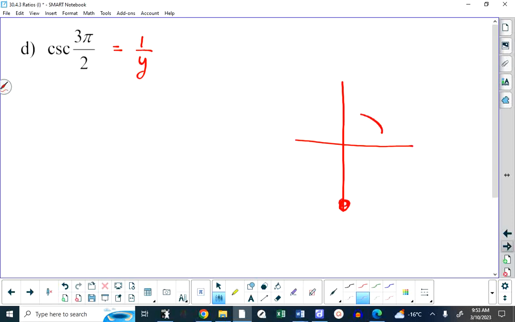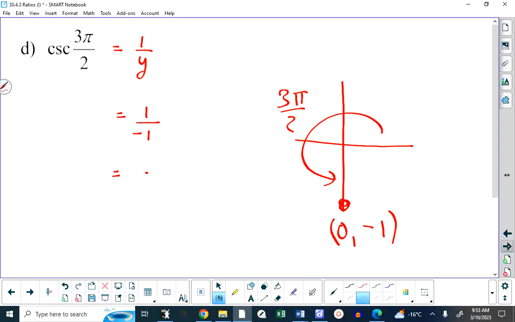And at 3 pi over 2, that's here. You shouldn't need to think very long about that to know that the y coordinate is -1 on the unit circle, which means this will be the reciprocal of -1, which is -1. Cosecant of 3 pi over 2 is -1.